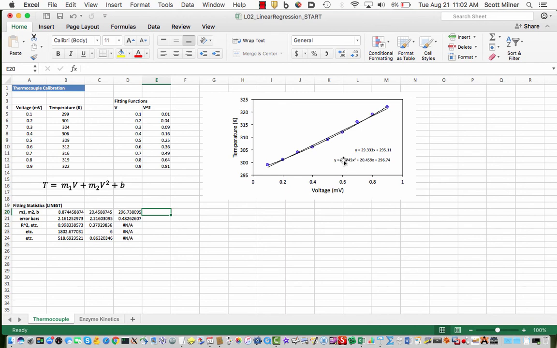Wait a minute, something's messed up. M2, M1, B. I don't know why those came out in that order. This seems to be M2, M1, B, not M1, M2, B, so this is wrong.